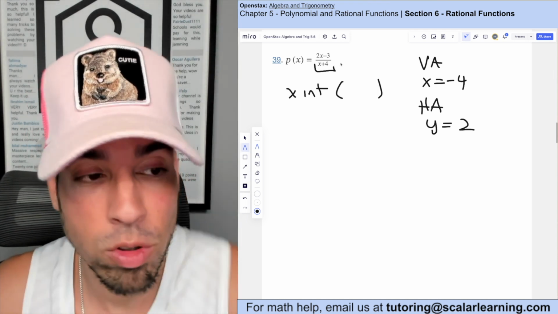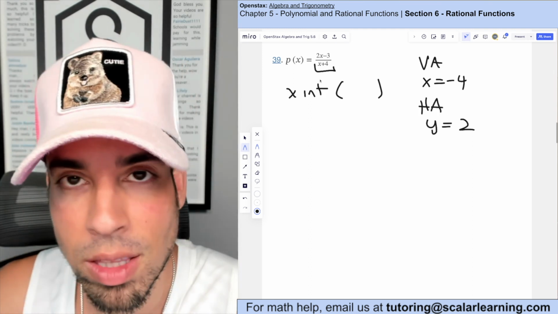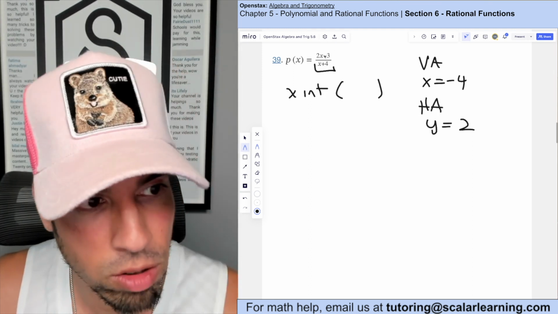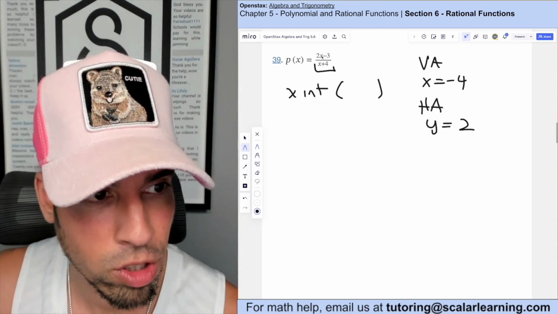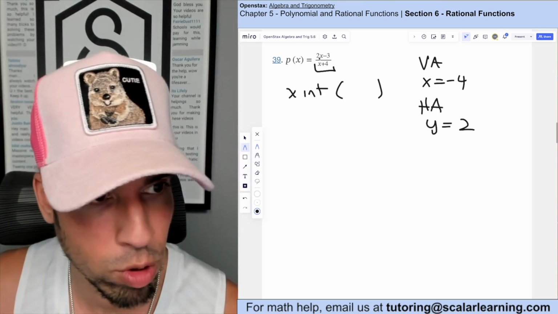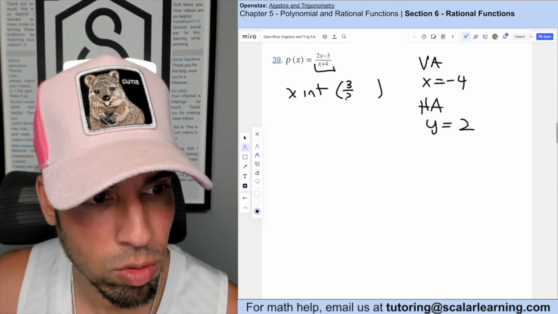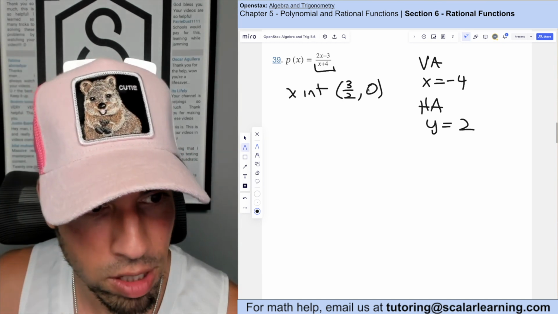So as long as we don't also zero out the denominator, but there's nothing in common in terms of factors or binomials that it can cancel out. So what's going to make this top go to 0 when x is 3 over 2? Because 3 over 2 times 2 is 3, minus 3 is 0. So we got an x-intercept at 3 over 2, or 3 halves, comma 0.